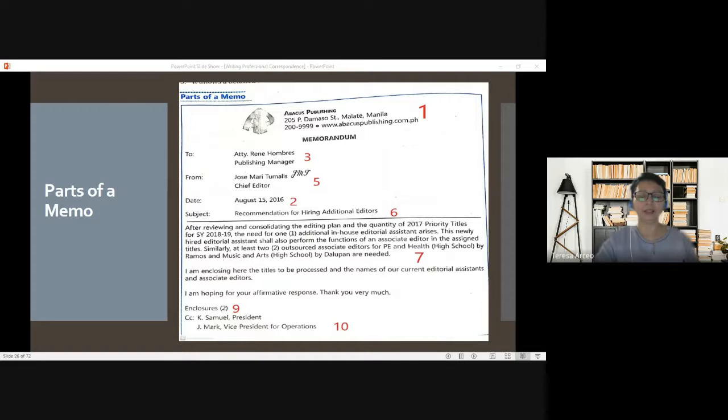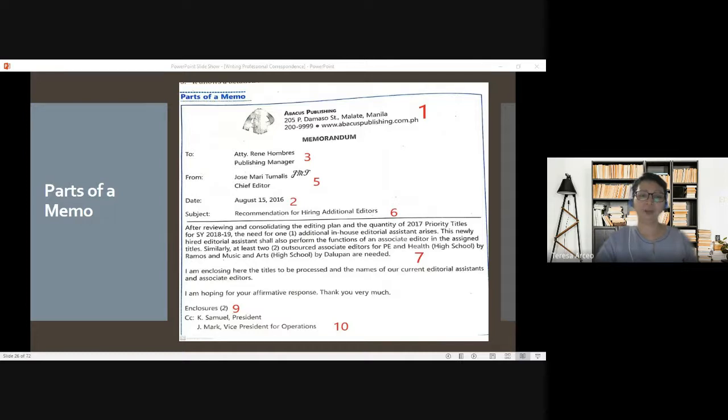The from line indicates the name of the sender. The sender should affix his initials on the right side of his or her name for verification purposes. The subject line announces the main content or topic of the memo. The word subject is more preferred than the old term re.